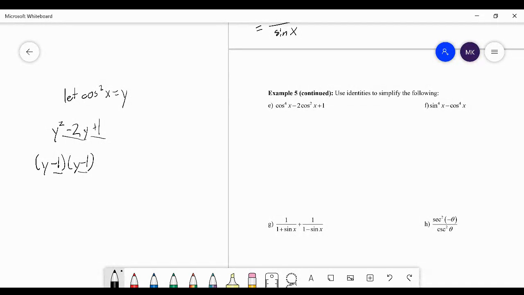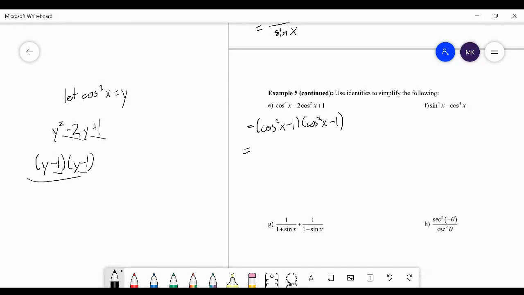Now let's replace our y again. So let's go back over here. There's no reason you have to replace this. This is just something that may make it simpler for you to visualize. So I'm going to replace the y in this expression here with our cosine squared x. So what I end up with is cosine squared x minus 1 times cosine squared x minus 1.